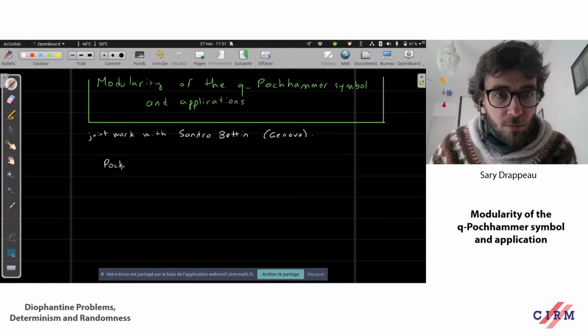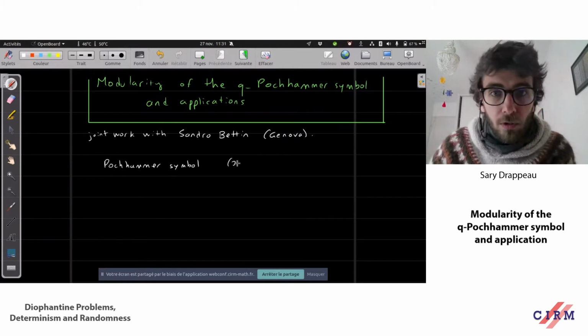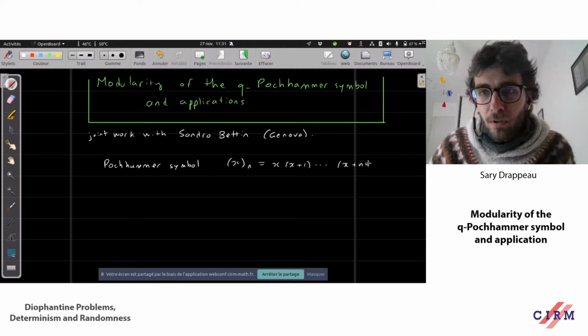The Pochhammer symbol is just a short name for a convenient way to denote things in combinatorics and binomial coefficients. I'm not at all an expert on combinatorics, but I need to introduce the name because that's the name for it.